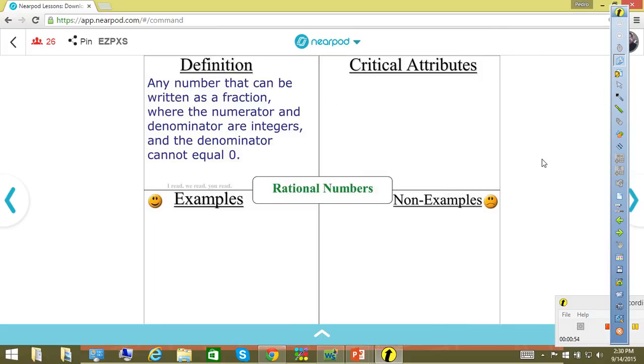So, rational numbers. Write this down, please. It says, any number that can be written as a fraction where the numerator and the denominator are integers and the denominator cannot equal 0. Copy that.